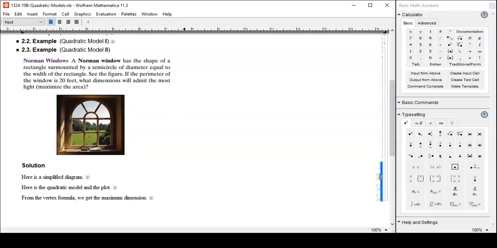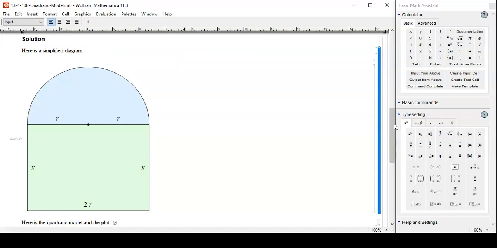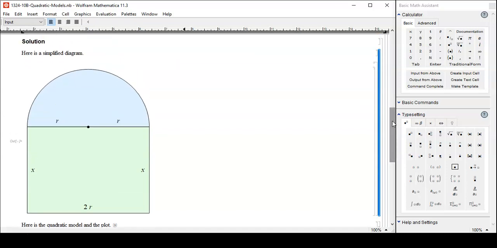So here, let me give you a simplified diagram, because this picture looks nice, but it gives you too much information. Okay, here we go. Here's a simplified diagram. We have the green region here, x, x, those are vertical. And then we have a semicircle up here. In order to get half of the circumference, pi r, we get the radius r like this. And then down here should be the diameter, so 2r.